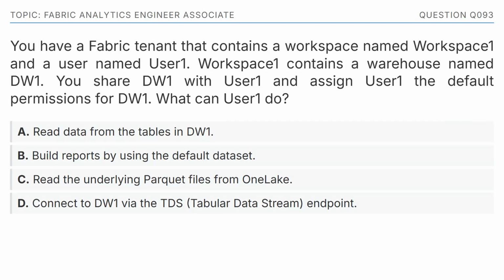You have a Fabric tenant that contains a workspace named Workspace1 and a user named User1. Workspace1 contains a warehouse named DW1. You share DW1 with User1 and assign User1 the default permissions for DW1. What can User1 do? The options are: Option A, read data from the tables in DW1. Option B, build reports by using the default dataset. Option C, read the underlying Parquet files from OneLake. Option D, connect to DW1 via the TDS, Tabular Data Stream, endpoint.